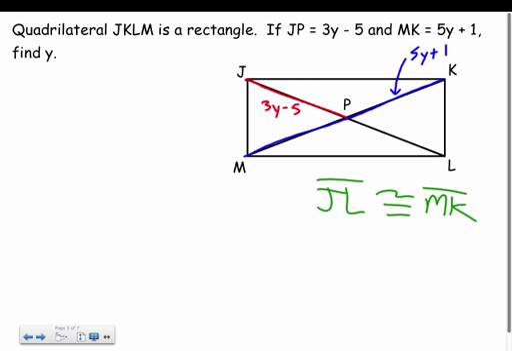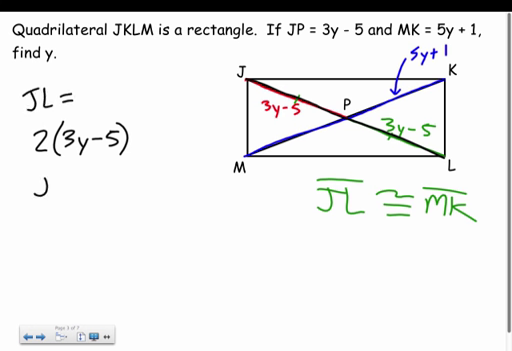But I wasn't given the whole thing. I wasn't given JL. I was just given JP. Well, if I think about it, this is the same as that, isn't it? Because the diagonals bisect each other. So isn't this piece also a 3y minus 5? Which makes the entire length, those two put together, right? So 3y minus 5 plus another 3y minus 5, or just two of them. 2 times 3y minus 5. So that would be JL, equals that. So JL is what? Let's simplify that. 6y minus 10.